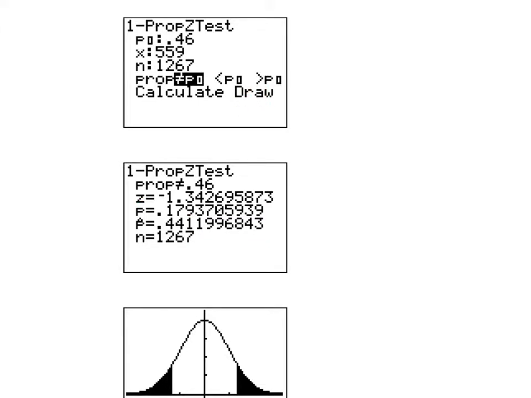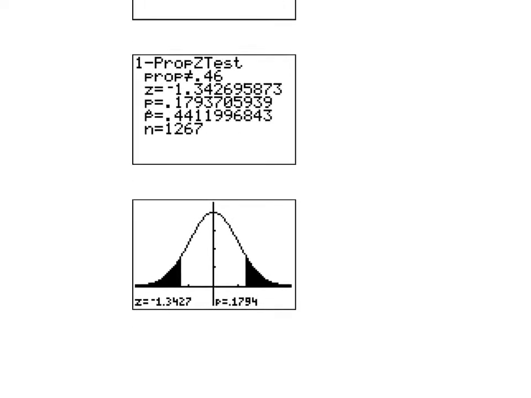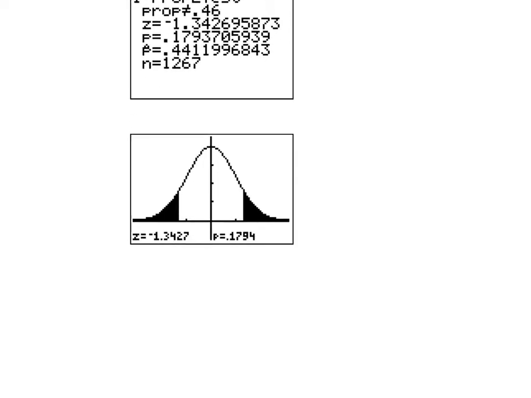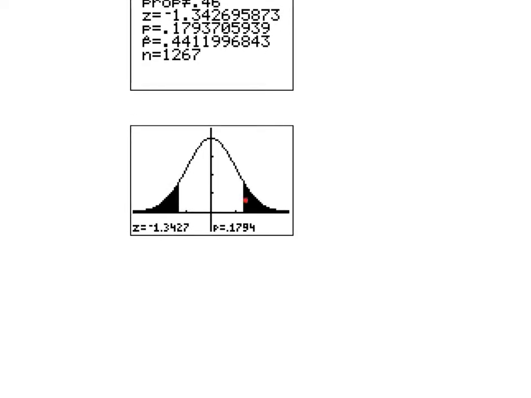If you guys hit draw, it would draw you a graph. And so this is our positive point estimate. This is our negative point estimate, because it's a two-tailed test. So the shaded-in part is your p-value. All right, so that's your point estimate. That's your negative point estimate.